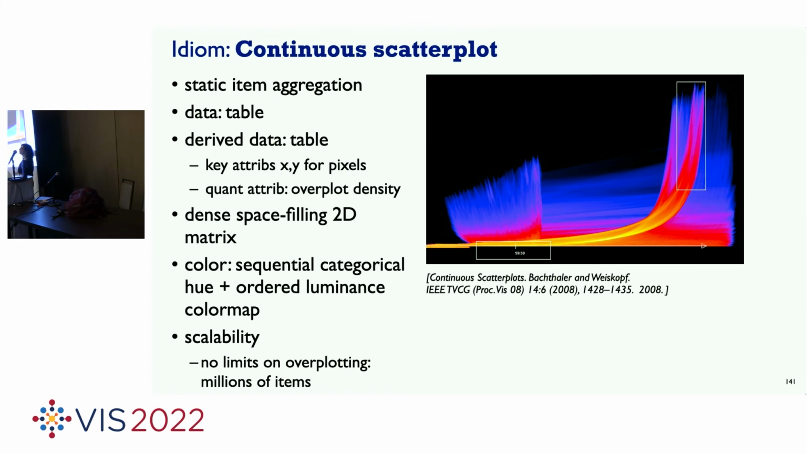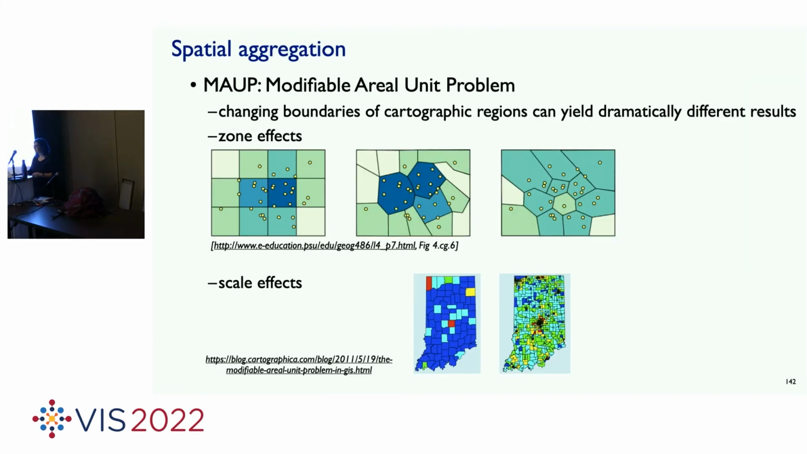Now, of course, algorithmically, what we do is not necessarily derive tables, but do something clever with the GPU to actually make this fast. But what that means is suddenly we can support millions of items. So we don't have the same scalability constraints we had before because we're aggregating information about everything within that pixel, in this case, by having a monotonically increasing luminance color coding. Now, aggregation gets even more tricky when we start thinking about spatial data.